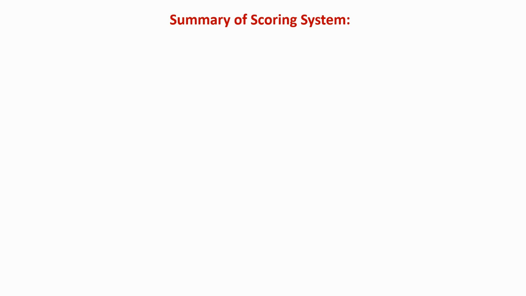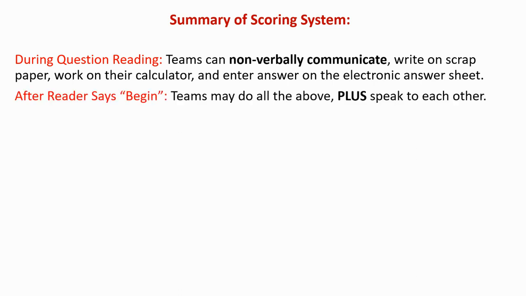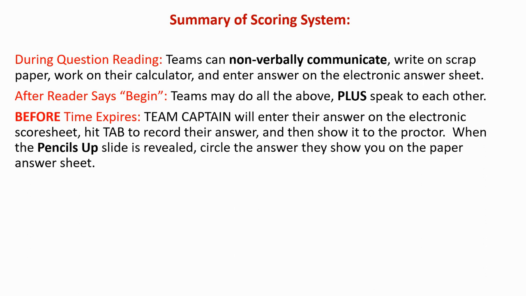Okay, basic summary of the scoring system. Remember, during question reading, they can non-verbally communicate, write on scrap paper, work on their calculator, enter the answer on the electronic score sheet. They can do all of those. After the reader says begin, they can also talk to each other. Before the time expires, the team captain will enter the answer on the electronic score sheet and then hit tab to record their answer and show it to the proctor.